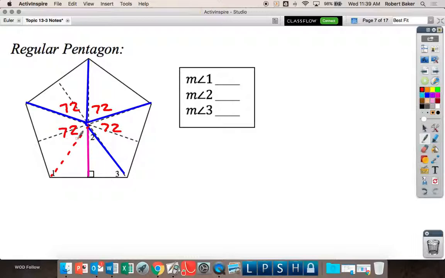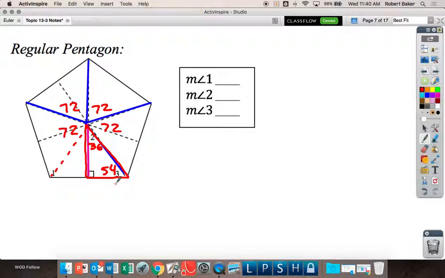Okay. So if I cut 72 in half, how big? 36. So now I have a triangle right here that has a 90-degree angle, a 36-degree angle, and a 54-degree angle. Yes.